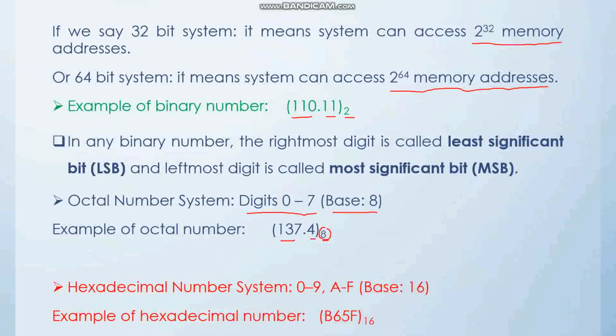Hexadecimal number system, what values are available? 0 to 9 and A to F. So the base is 16. So 0 to 9, and after 9, 10 is A, 11 is B, similarly 12 is C, 13 is D, 14 is E, and 15 is F. An example of a hexadecimal number is B65F, and the base is given here. So this is a hexadecimal number.